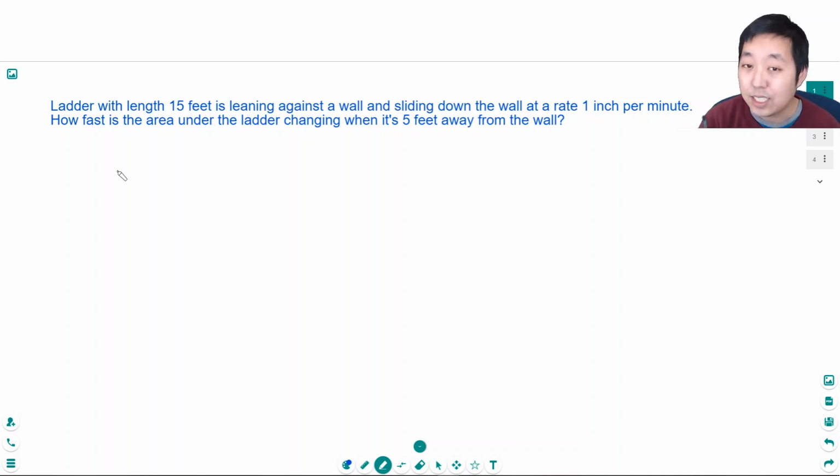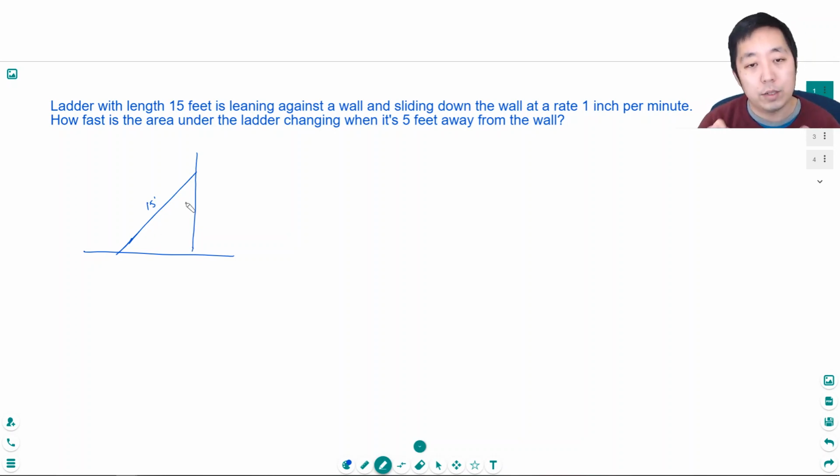Now this is a classic problem, but normally, so let's do this setup here. I have a ladder, it's leaning against the wall. Remarkably, it looks a lot like a triangle. And it's 15 feet. Okay, and it's sliding down. And a lot of times the question is how is this sliding? But I'm not asking that in this question. This is my own question. I'm asking how is the area changing?